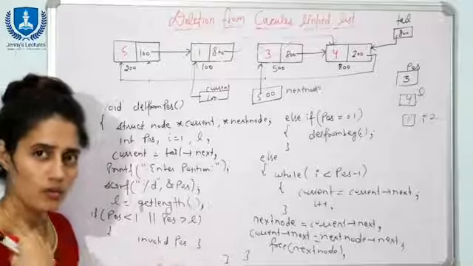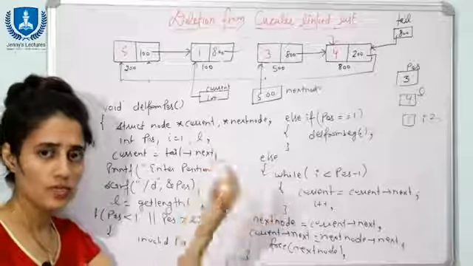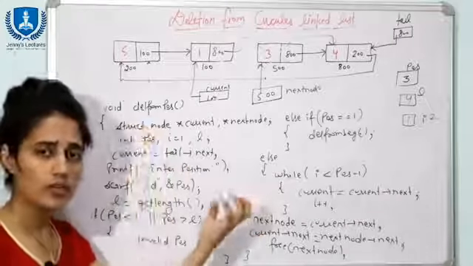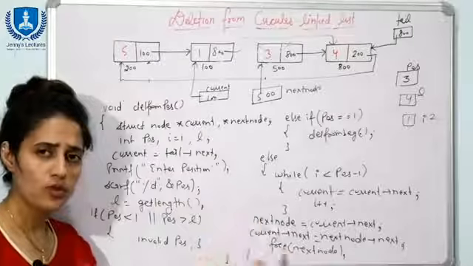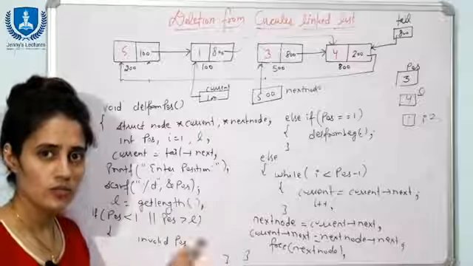After that you can call these functions in the main function. First of all, create CLL function, then display, then delete from beginning, delete from end, delete from position, and you can display the list. For that you can write a switch case.